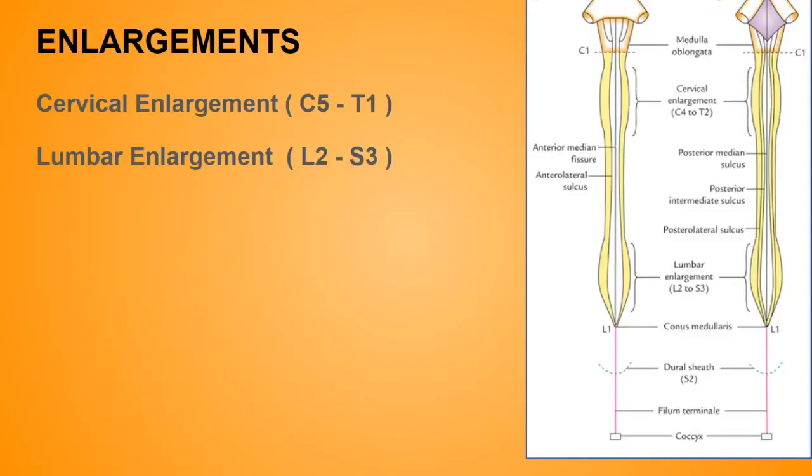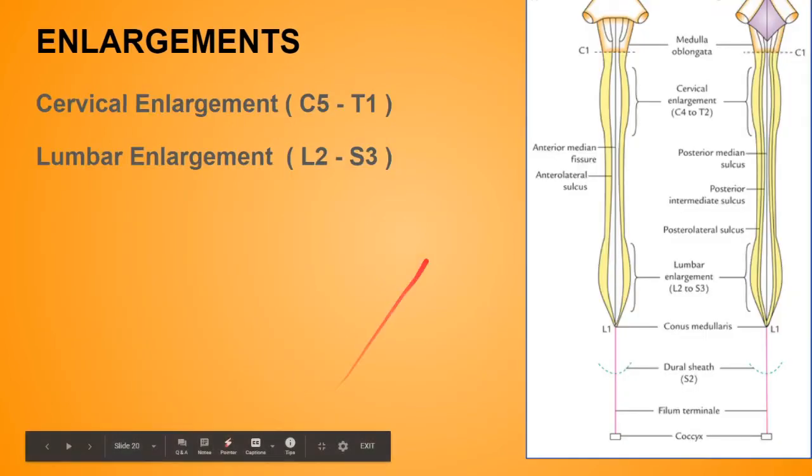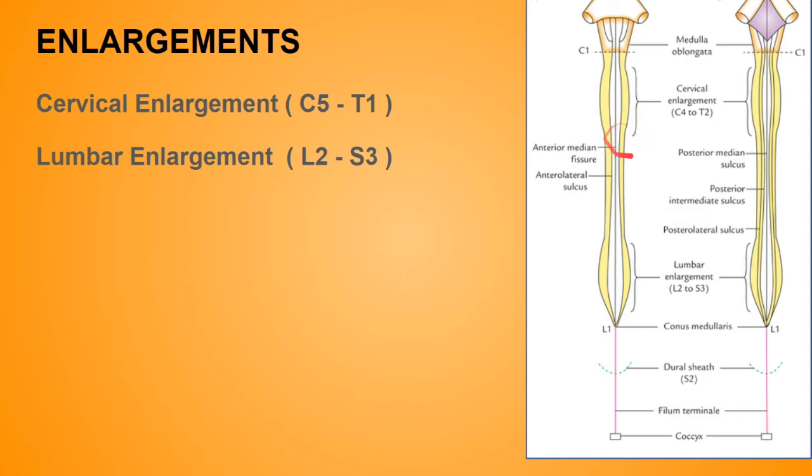above. Now next is the enlargement in the spinal cord. What is this? The spinal cord is roughly cylindrical in shape, as you can see, with an average diameter of about 1.25 centimeters.